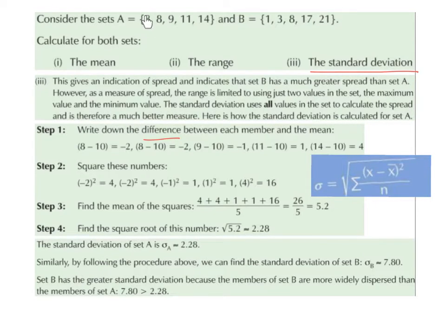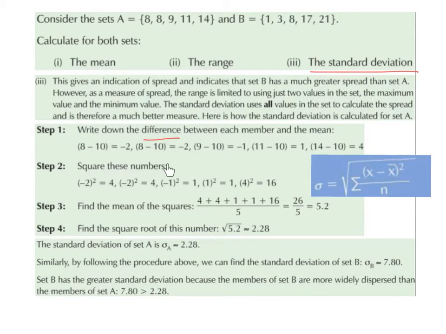So it's going to be 8 minus 10, which is minus 2. 8 minus 10, which is also minus 2. 9 minus 10, which is minus 1. 11 minus 10, which is 1. And 14 minus 10, which is 4. So I've worked out what's inside the brackets of our formula. Next we're going to square it.